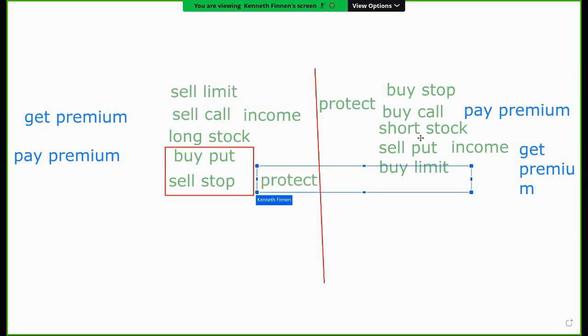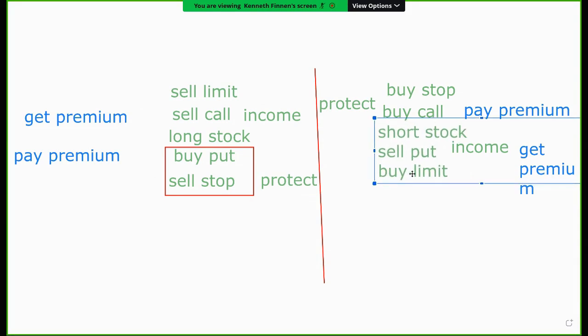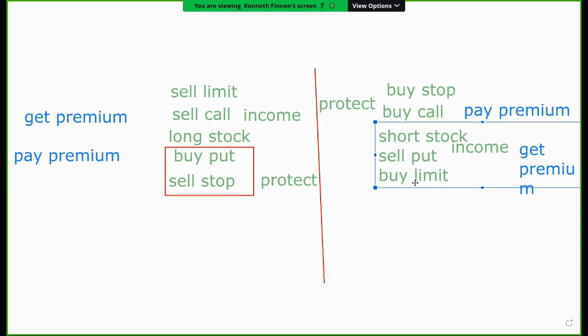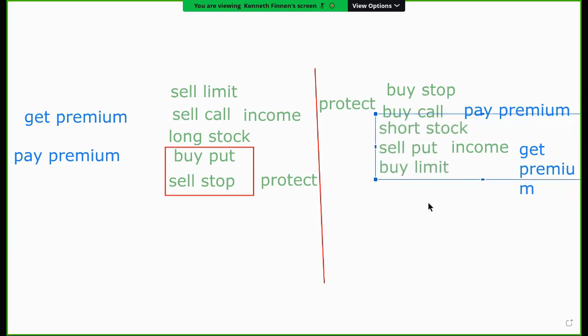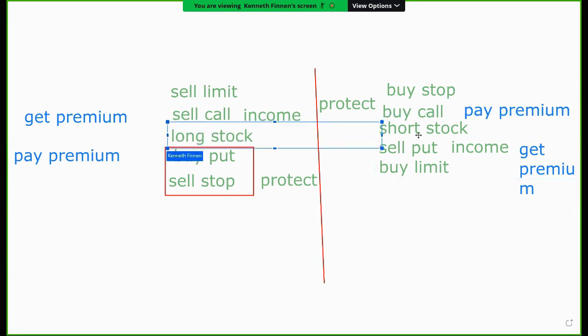The buy limit. You're just buying it. You're not paying a premium. You're actually just buying the stock when it gets to a certain price. I really just do this so you know what goes with what. They're not all the same thing. I'm just saying they go with each other. Like if you're long stock, these are your choices. If you're short stock, these are your choices.